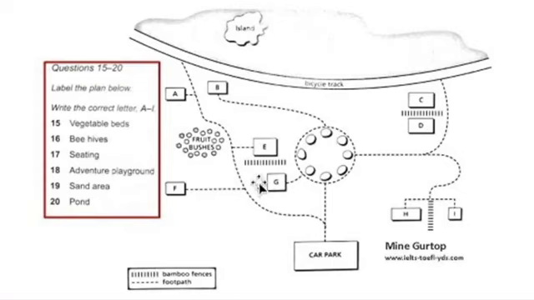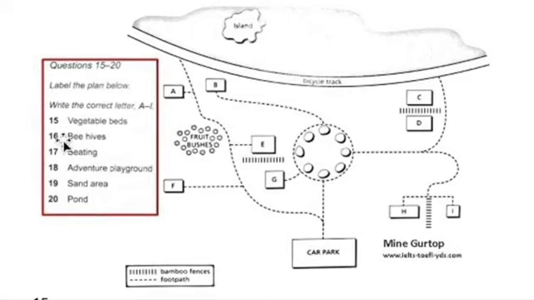So which one shall we hear first? Are we going to pay attention to the alphabets or to the numbers? It is always the numbers that we pay attention to. First of all, we are going to get the answer for the vegetable beds, then we'll get it for beehives and so on till the pond. Now I'm going to play the audio.